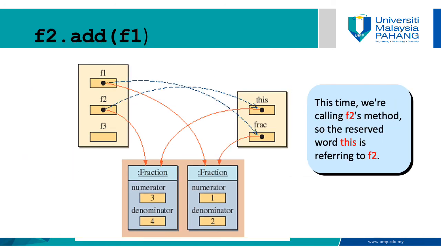Now for F2. So F2 dot add F1. This time we are calling F2's method. So the reserved word this is referring to F2. You can see here F2's information is numerator 3 and denominator 4. So in the calculation, it will automatically use these numbers to do the calculation.